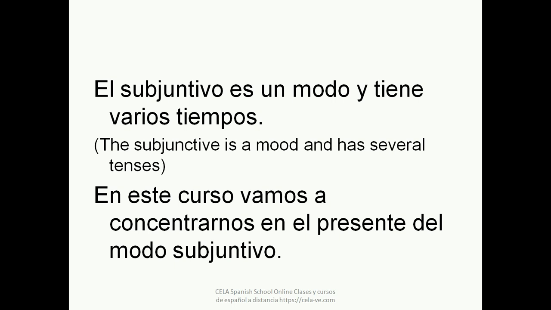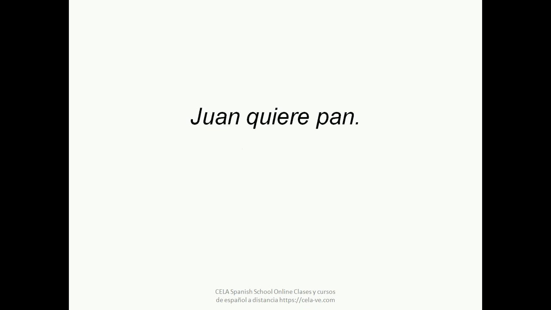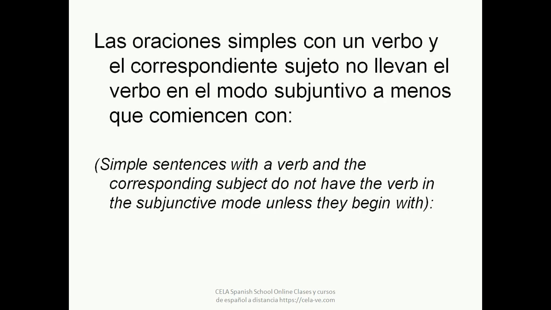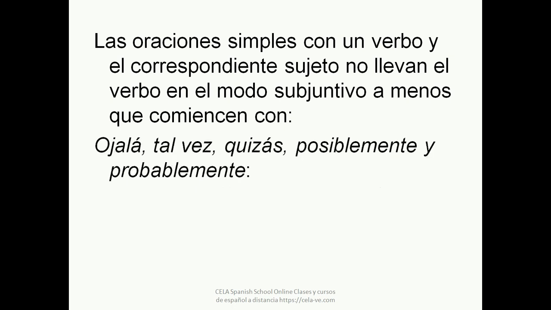We will now explain in a very general way, as an introduction, when we use the presente de subjuntivo. In a simple sentence like this, Juan quiere pan, in which we have a subject Juan with a verb quiere, we do not use the subjuntivo. This rule has only one exception, and it is the sentences that begin with ojalá, tal vez, quizás, posiblemente y probablemente.